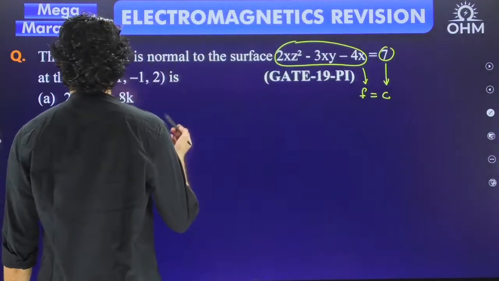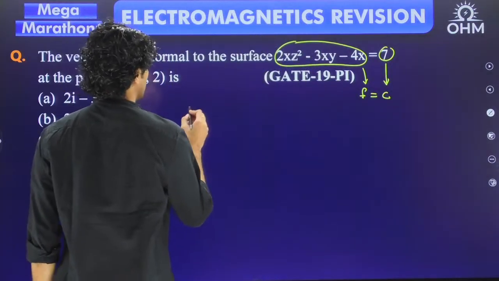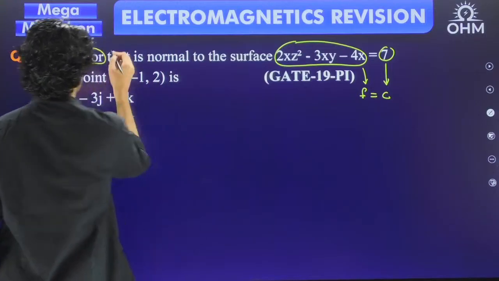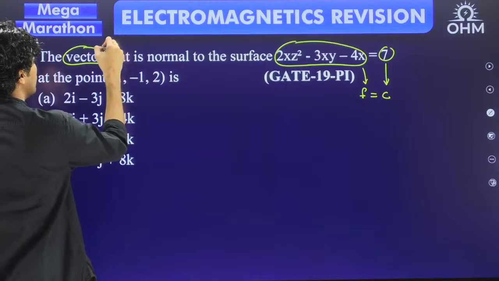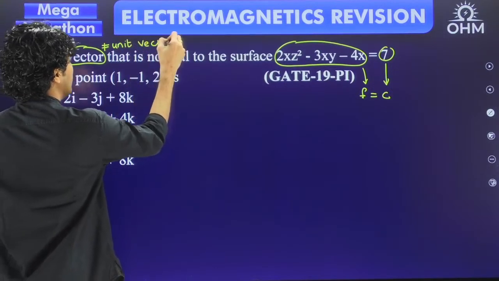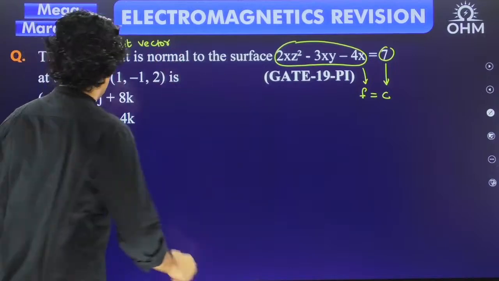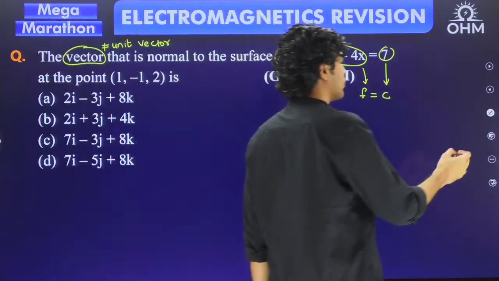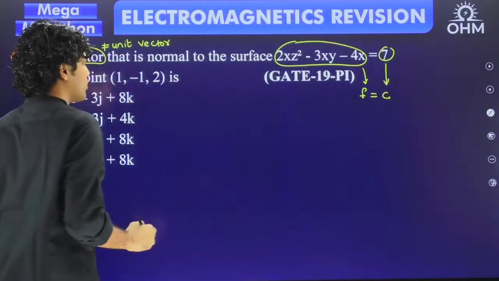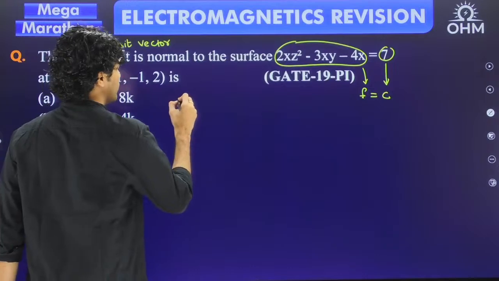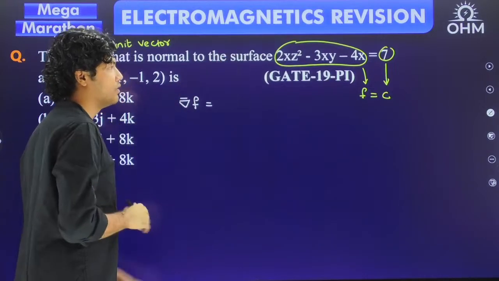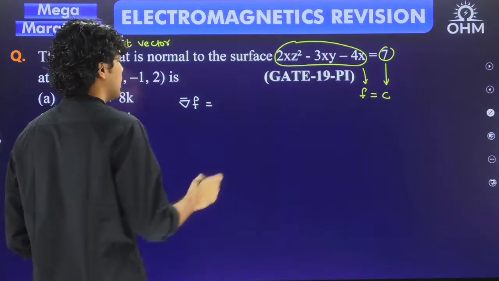Here they simply ask for a vector. It is not a unit vector. So I have to first calculate the gradient, and any vector in the direction of the gradient or the opposite direction of the gradient is normal to the given surface.